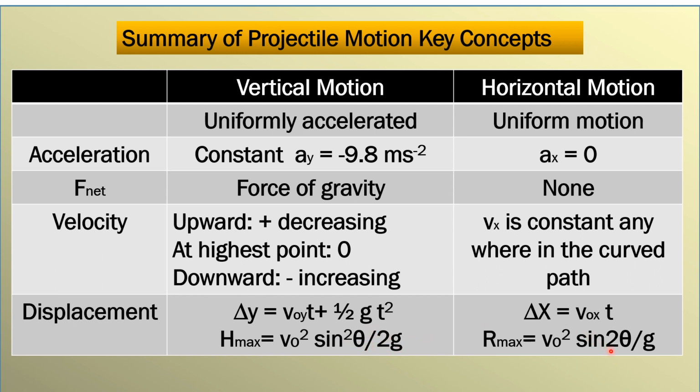And for the horizontal component, the change in the horizontal displacement delta x is simply the product of the horizontal component of velocity v naught x multiplied by the time t. But if you are looking for the maximum horizontal displacement, Rmax, again, we have the initial velocity v naught squared multiplied by sine of 2 theta, divided by g. So these are the important key concepts in analyzing the motion of a projectile.